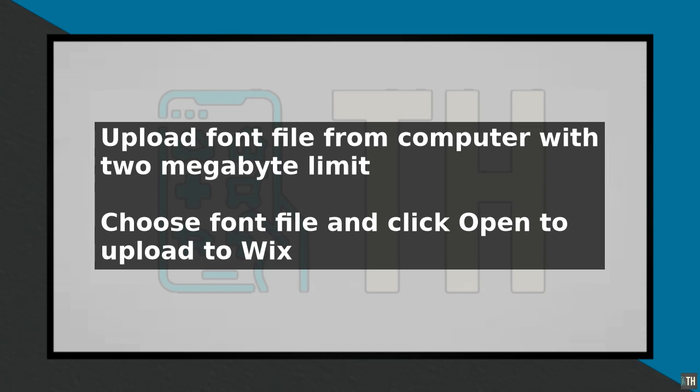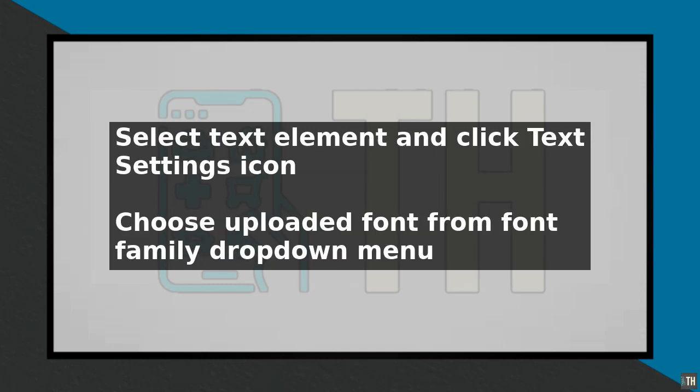You can also use the Wix font library to browse and select from a wide range of fonts. To do this, click on the Add Fonts button in the Custom Fonts tab and browse the Wix font library. Select the font you want to use and click Add to Site to add it to your site.